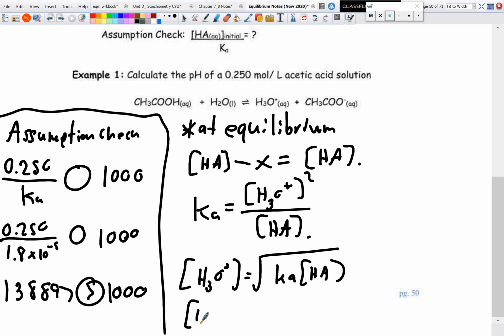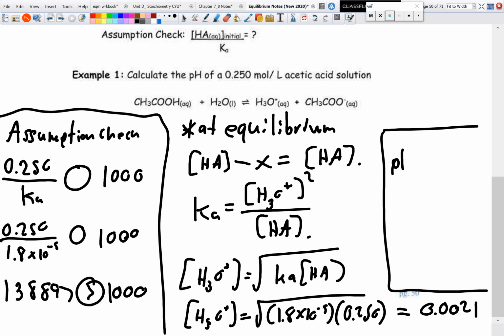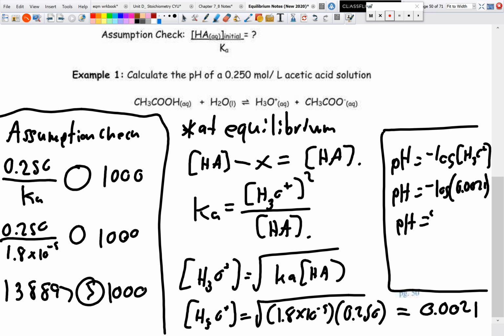And we get concentration of hydronium 0.0021. And last but not least, just kind of ran out of space there, pH is equal to negative log concentration of hydronium, 0.0021, and we get a pH of 2.68, which is the exact same answer.